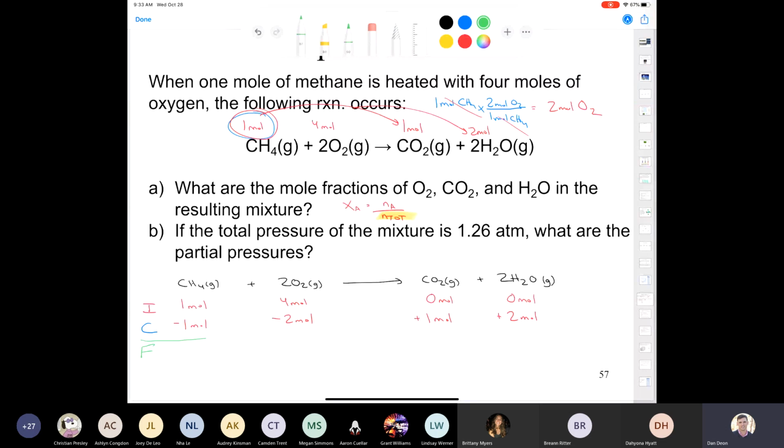I'm going to tally up these two. 1 plus -1 means I'm going to end up with 0 moles of methane. I'm going to have 4 minus 2, which gives me 2 moles of oxygen left over. I'm going to have a total of 1 mole of CO2, and a total of 2 moles of H2O. So that means at the end, I'm only going to have a total of 5 moles of gas. N total is equal to the number of moles of oxygen plus the number of moles of CO2 plus the number of moles of H2O, which equals 2 plus 1 plus 2. That equals a total of 5 moles.